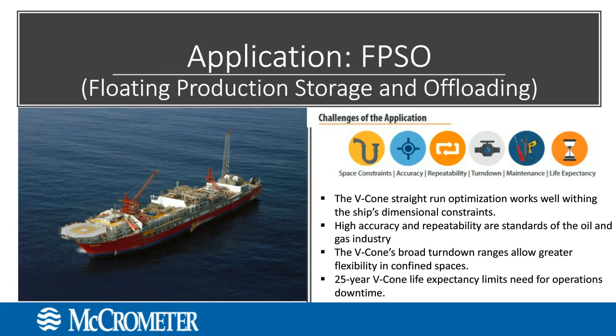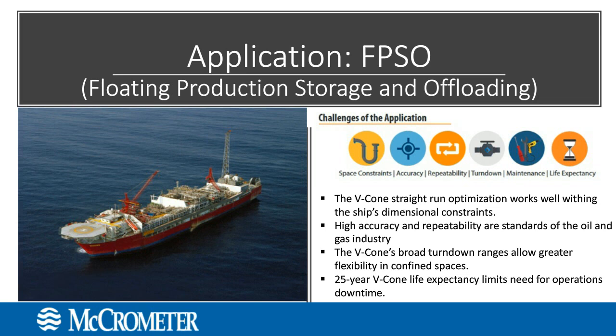Now that we've done a little comparison and contrast, I'd like to talk a little bit about applications and sort of where you would use the VCone and why you would choose the VCone for a specific application. I'd like to start with the FPSO, or floating production, storage, and offloading vessel. It's a ship that goes to sea that helps deliver and refine petroleum products as they're in transit to an offloading place on land. Now, obviously, given you have a ship, the size constraints of a ship, the straight run optimization on the VCone makes it an incredible option for these vessels.